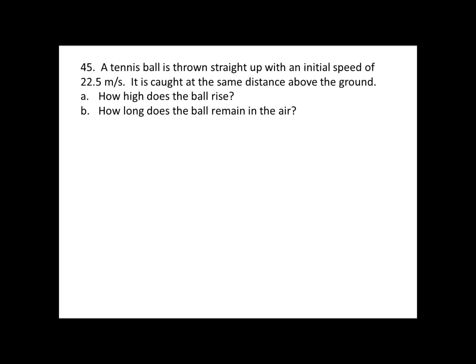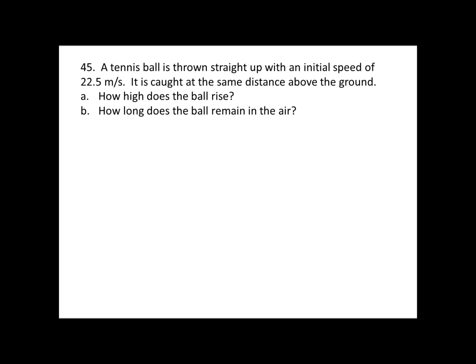Number 45 says a tennis ball is thrown straight up with an initial speed of 22.5 meters per second. It is caught at the same distance above the ground. So this tennis ball goes up, comes back down, and is caught at exactly the same height. Question A, how high does the ball rise? So how far does it go up while it's traveling? And how long does the ball remain in the air?